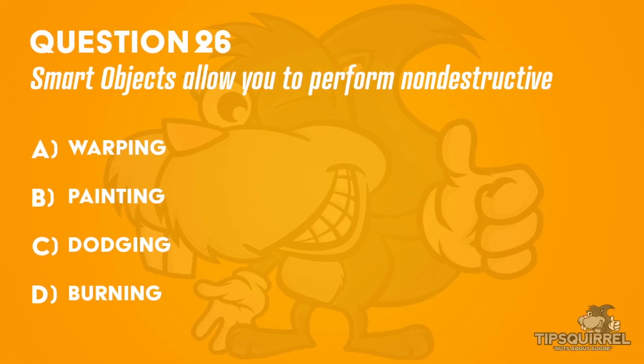And question 26. Smart objects allow you to perform non-destructive what? A, warping, B, painting, C, dodging, or D, burning.